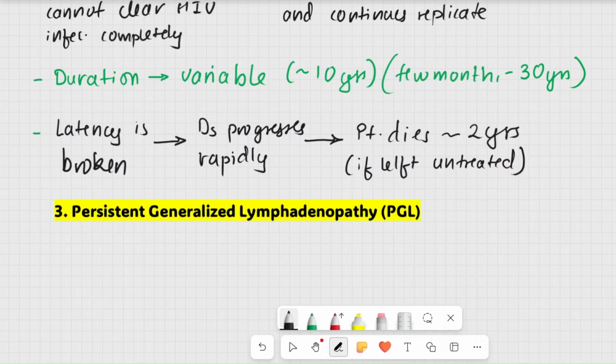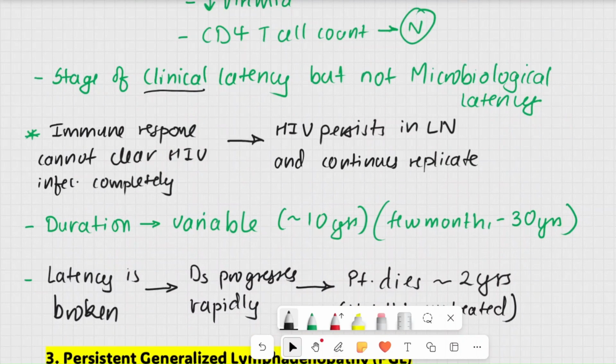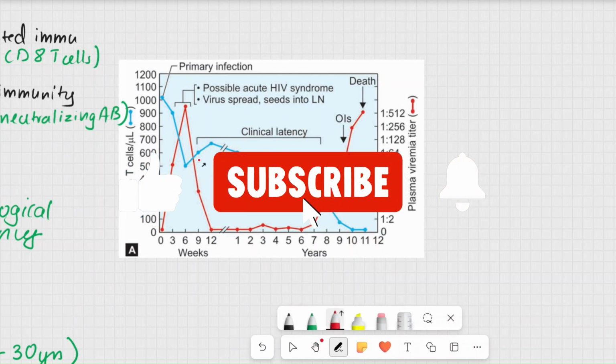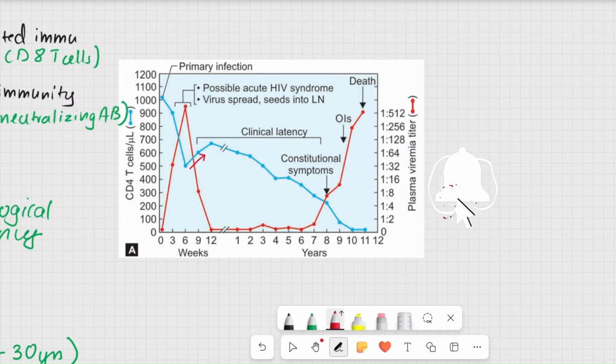Understood? This was all about the second stage. So what is happening in the second stage? Let's have a look at the second stage over here. Can you see the CD4 cells are increasing? Because of the appearance of the immune response, the CD4 T cell count is increasing and the viral load is decreasing. So you can see in the graph very clearly what is happening in the second stage: the viral load is decreasing, the CD4 T cell count is becoming normal, guys. That is the second stage, the asymptomatic stage or the stage of clinical latency.